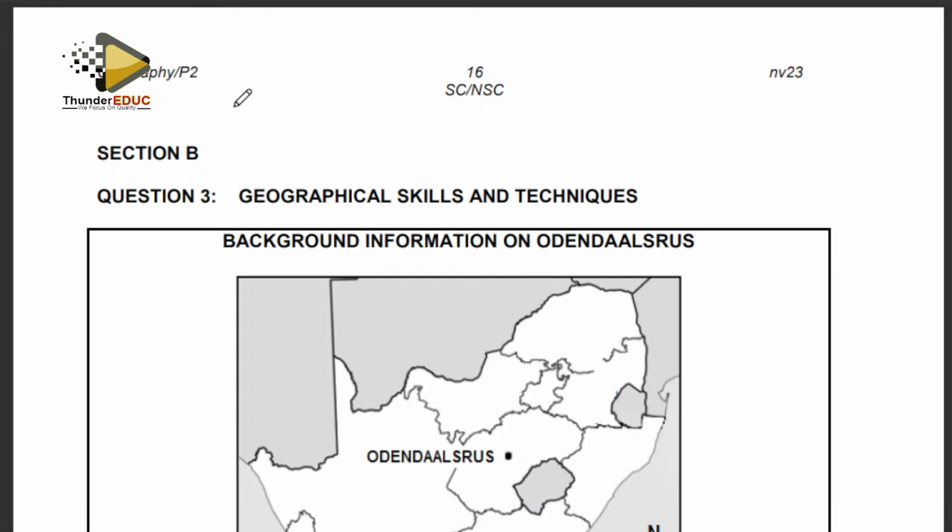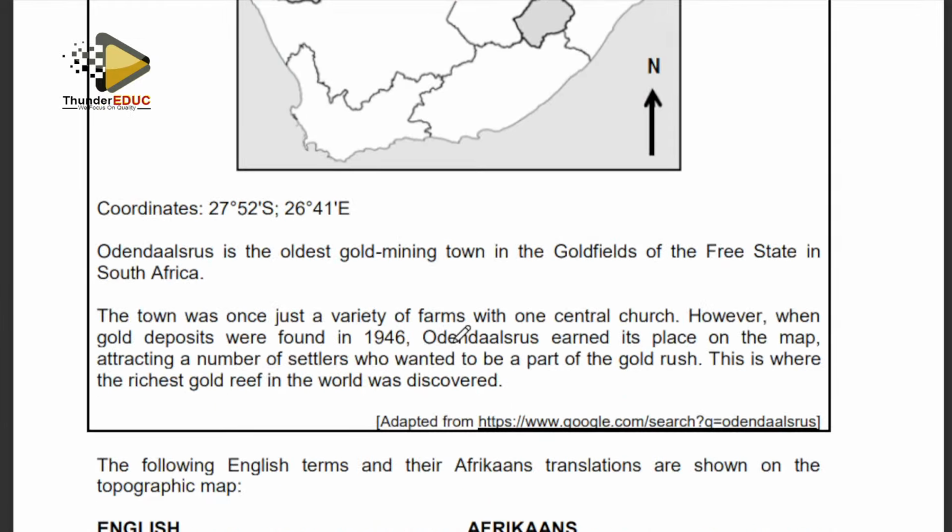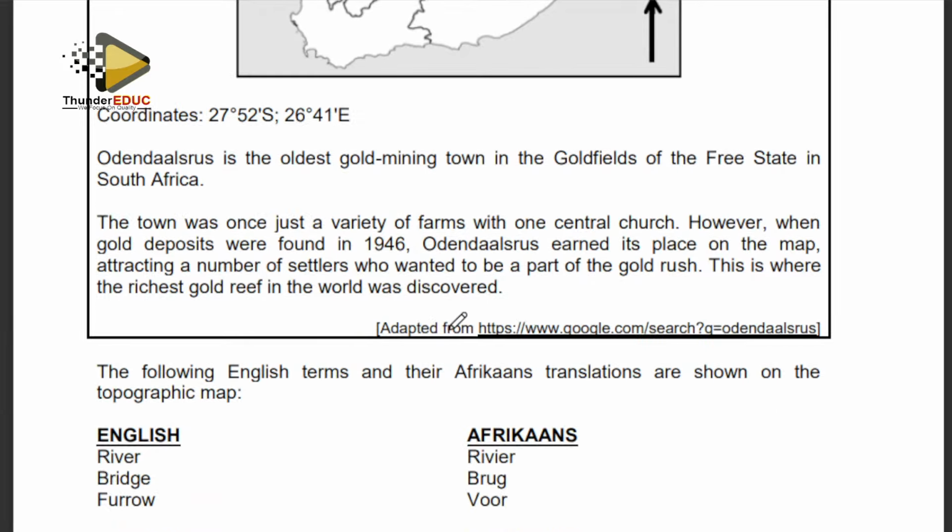All right. Let us start with this question. The map that we are going to deal with is Odendaalsrus. And for that map, we have this content here. I want you to take just a few seconds while you are reading that content with me. It says coordinates 27 degrees 52 minutes south, 26 degrees 41 minutes east. Those are the coordinates for the area.